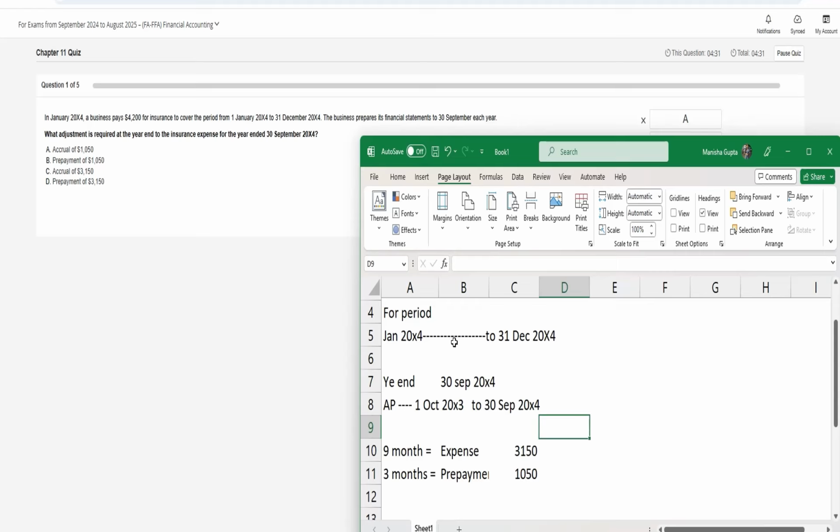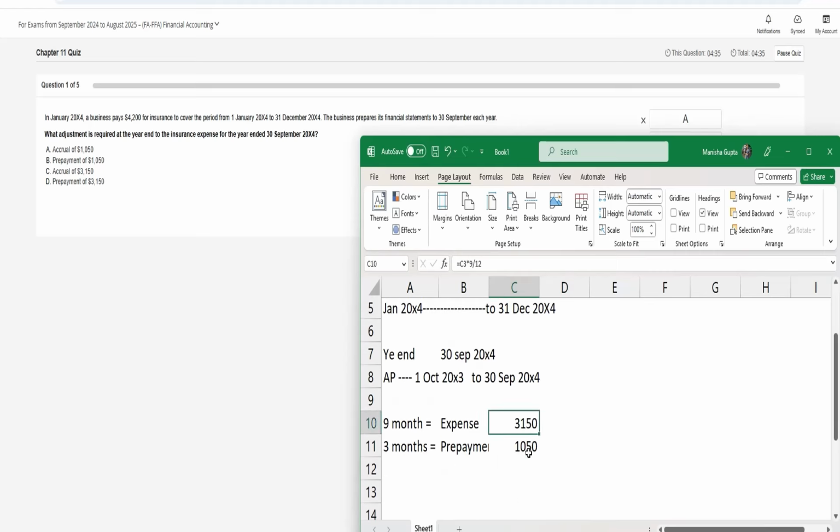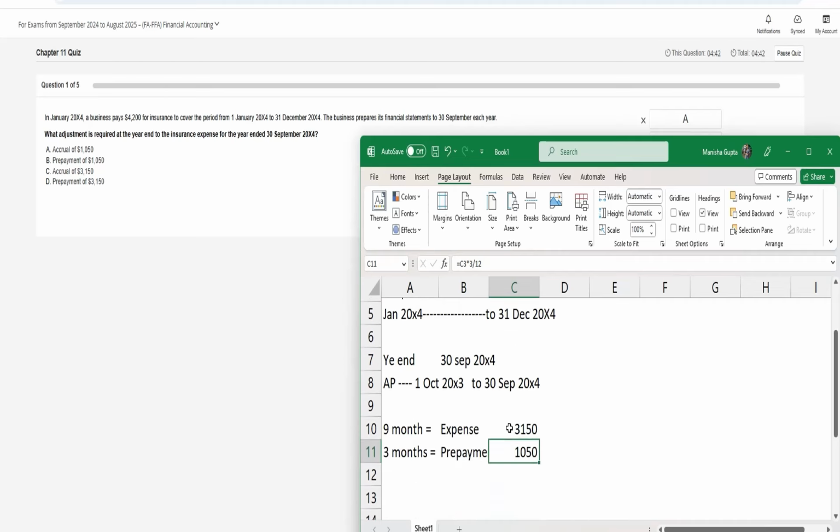So we need to prorate this figure of 4200 into 9 months and 3 months, and you know how to do this. We simply take the amount 4200 and multiply it by 9 over 12 to get the 9-month expense. For the 3 months, we do the same: multiply by 3, then divide by 12. So the question is asking regarding the prepayment.